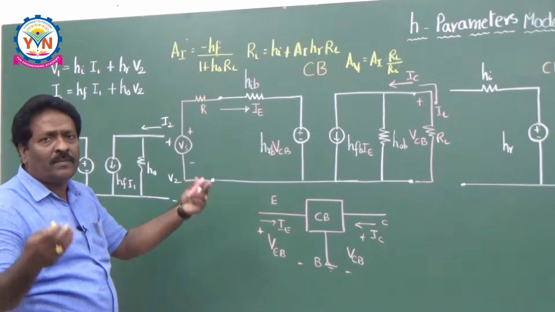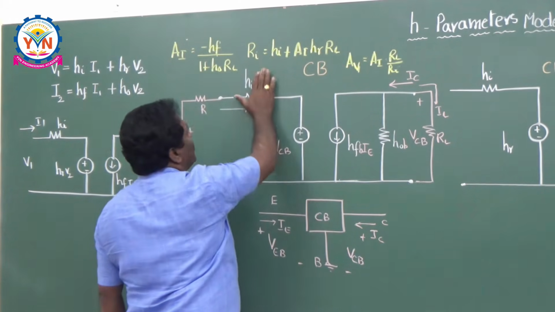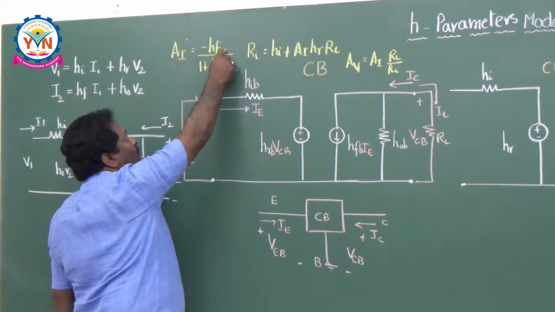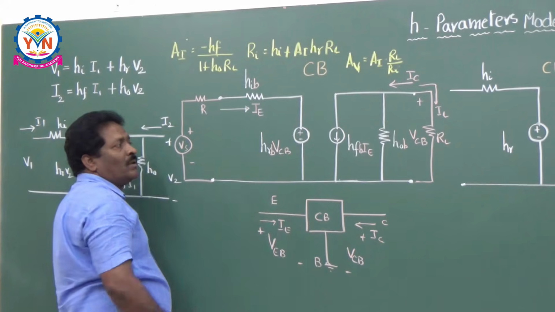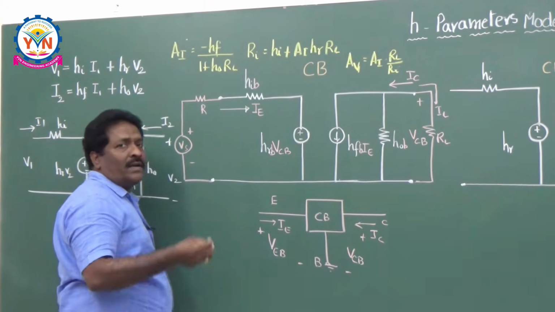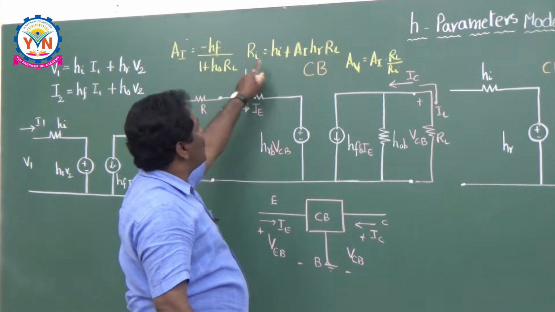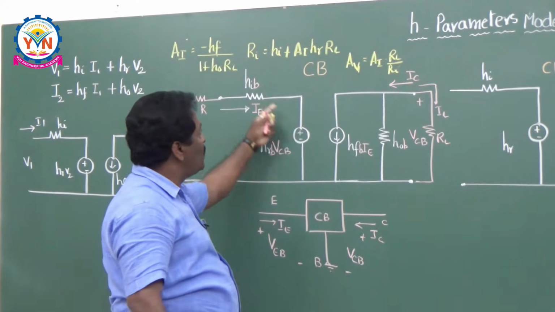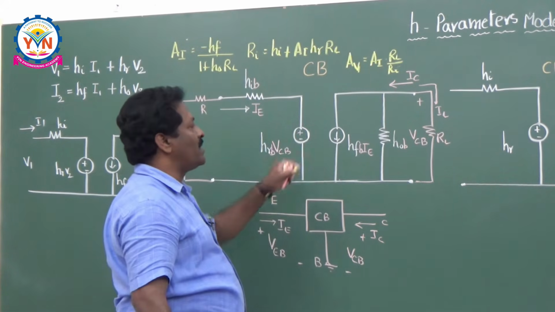Here what may be the difference? Whenever you are calculating these parameters, AI is equal to minus HFB by 1 plus HOB into RL because it is for common base. Like this, other parameters also you can do. I already told you very clearly, whatever expressions I derived in the last class, those expressions are equally valid for all the configurations. That's why you can utilize this. So this is the way of drawing the diagram for your common base.